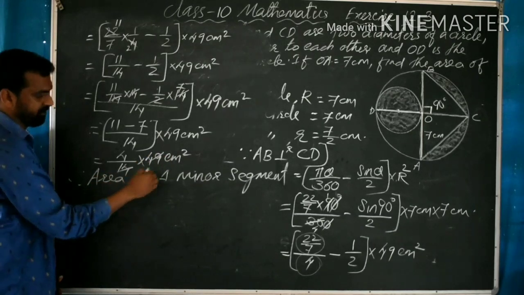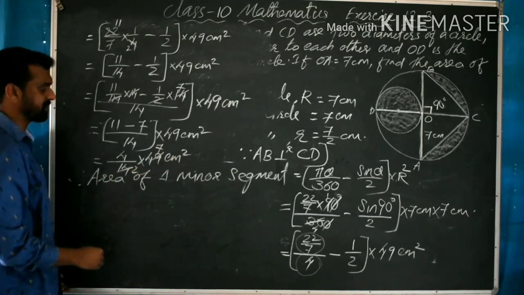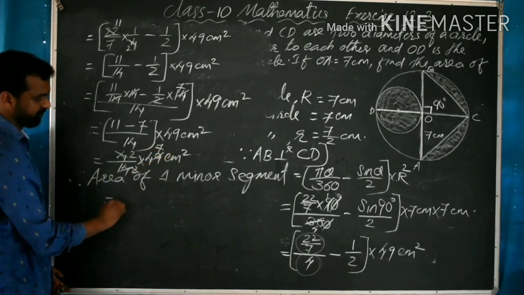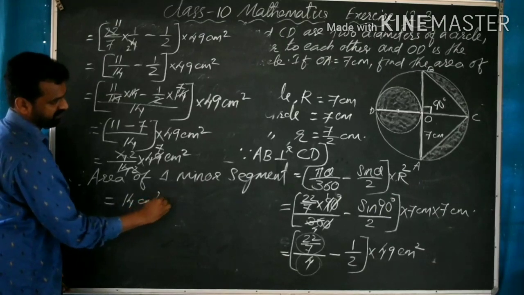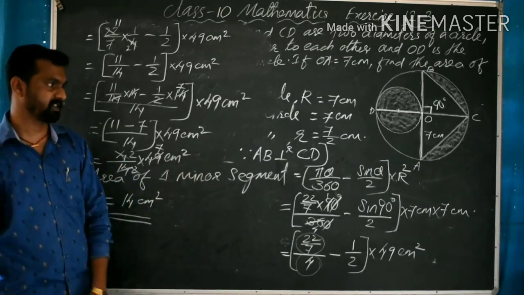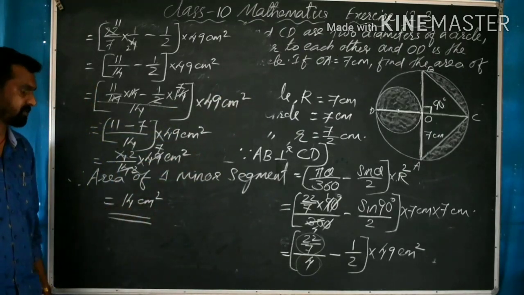49 divided by 14, both we can divide by 7. 7 7s are 49, 7 2s are 14. 4 divided by 2 is 2, 2 7s are 14 centimeter square. That is the area of one minor segment. Area of one minor segment is equal to 14 centimeter square.